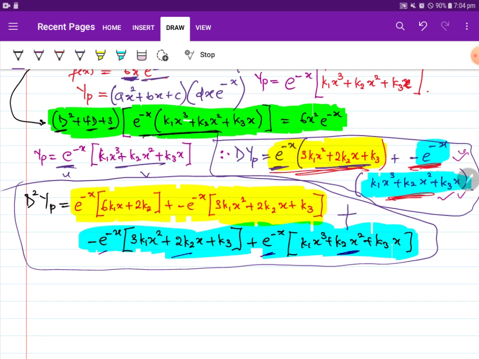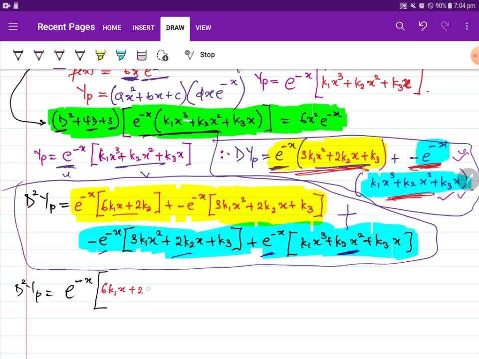Should we substitute first or should we first factorize? Let's see if we can factorize the second derivative, because if we substitute the second derivative directly, it will be very, very wide. So instead of that, let's factorize first. By factorization, I can say that d square yp is equal to exponential minus x is common in everything.